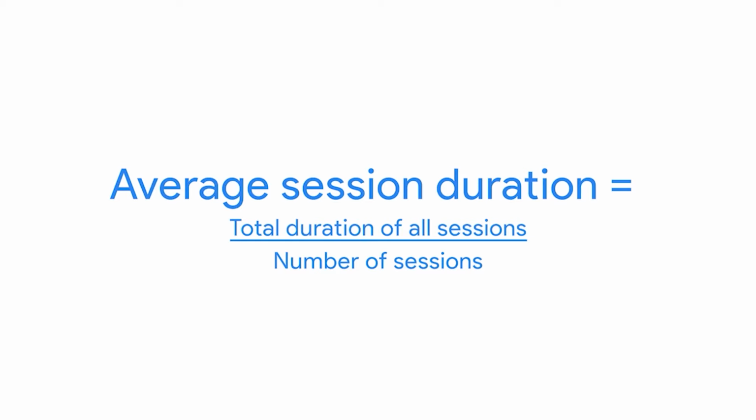Average session duration is measured in seconds and is calculated by dividing the total duration of all sessions by the number of sessions. It tells you how long users spent interacting with your site before leaving.